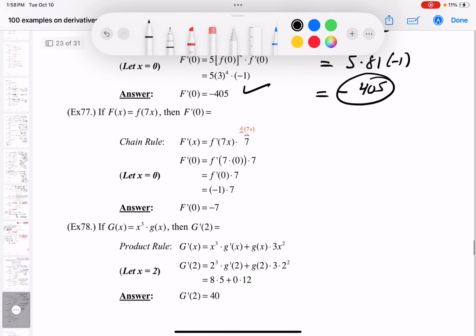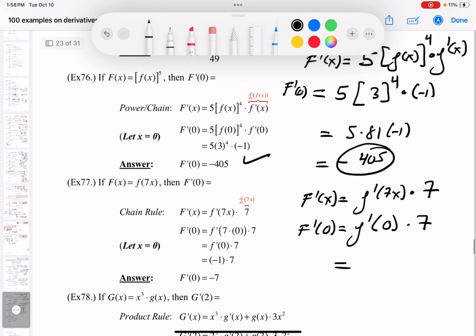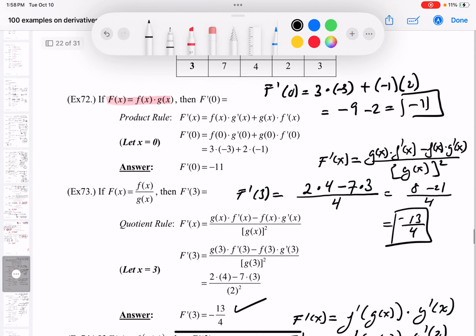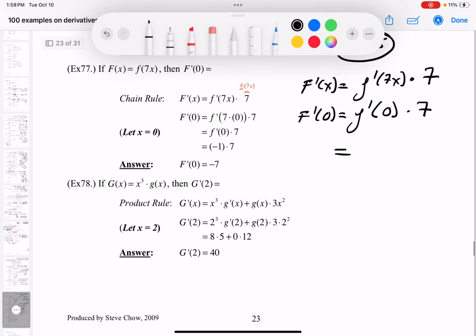All right, let's do the next one. And what's that going to be? It's going to be f prime of 7x times, to the inside, which is going to be 7, where they want f prime at 0. So it's going to be f prime, well, 7 times 0 is just 0, times 7. Do I know f prime of 0? I don't know. Let's take a look. So f prime of 0 is minus 1. Now scrolling, isn't it? Minus 1 times 7 is going to be minus 7.